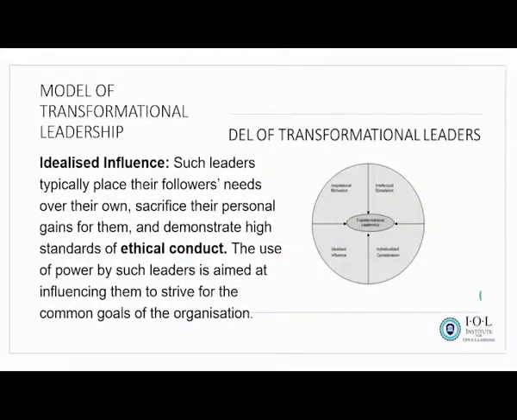Still on the characteristic of idealized influence, such leaders typically place their followers' needs over their own, sacrifice their personal gains for them, and demonstrate high standards of ethical conduct. Because followers have to emulate their examples, they are unselfish. They sacrifice their own personal gains in order to have followers that emulate their examples. The use of power by such leaders is aimed at influencing followers to strive for the common goals of the organization.